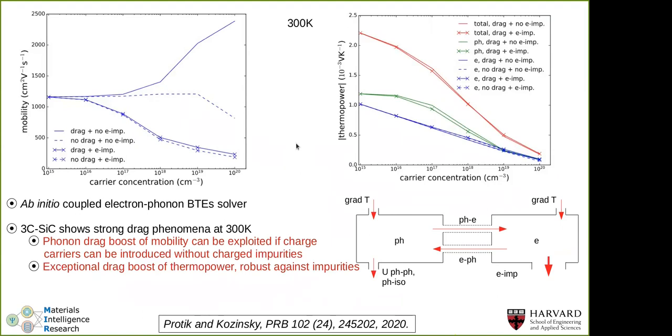One, the phonon drag boost of the mobility is strong, and this can be exploited if charge carriers can be introduced into the system without introducing charged impurities. And two, there is an exceptionally strong drag boost of the thermal power, which seems to be robust against impurities.